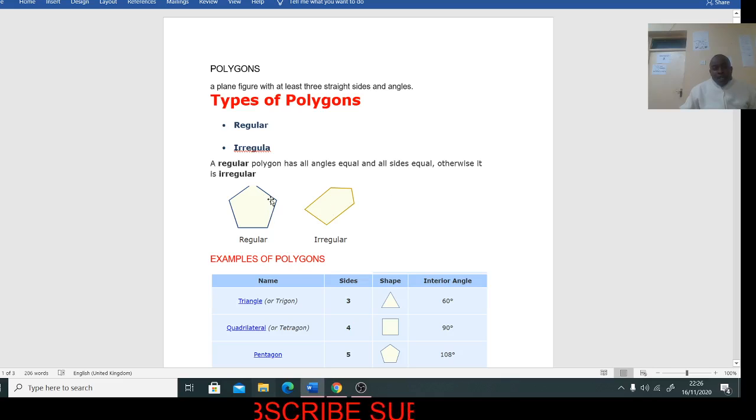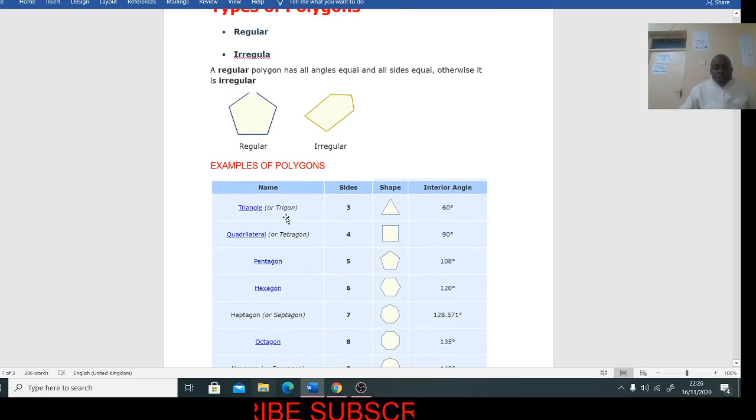We can see in this example, this is 1, 2, 3, 4, 5. All the 5 sides are equal, and all these angles are equal, and therefore this is a regular polygon. But this is an irregular polygon because this side is not equal to this side. The sides are not equal, and hence the angles are not equal, and therefore we say it is an irregular polygon.